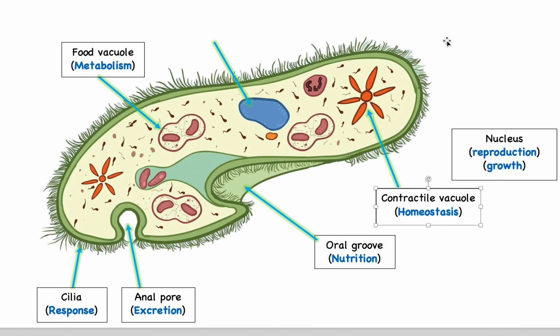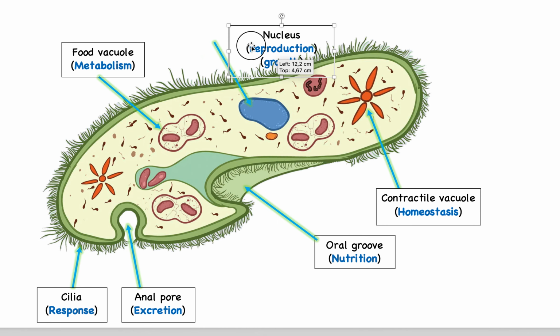So despite what's happening around the cell, it is maintaining optimal conditions by conserving its water. Because you can imagine, if this circle gets bigger, the cell will lose all its water. Okay. Now last one, nucleus.